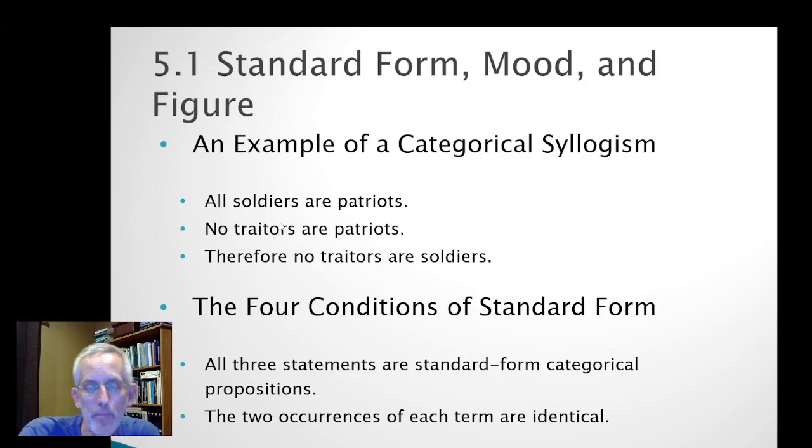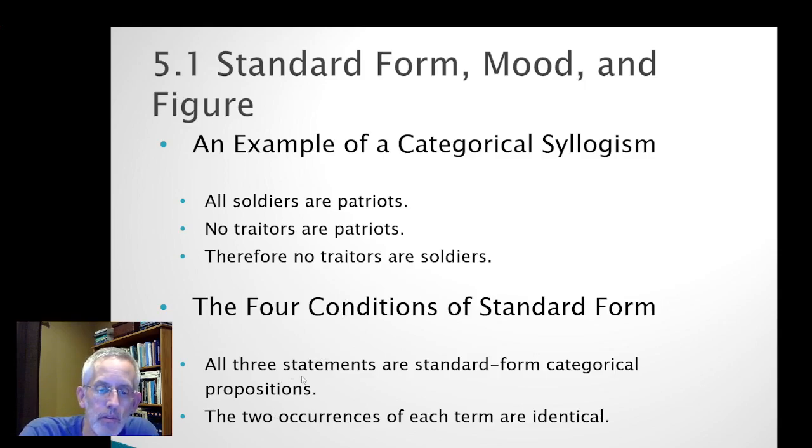So the kind of propositions we learned about last week, we remember all the criteria for standard form. You have to have a quantifier: all, no, or some. You have to have a copula: are or are not. You have to have a noun or a noun phrase in the subject and predicate positions. Those were the rules that constructed standard form categorical propositions. We use those rules to construct those propositions, and then we construct arguments out of them. So the first rule is that all three statements of a categorical syllogism have to be standard form categorical propositions.